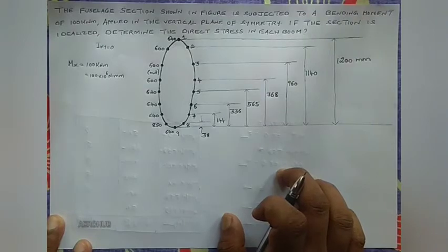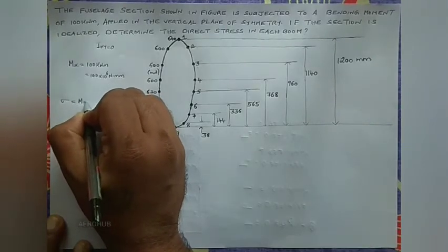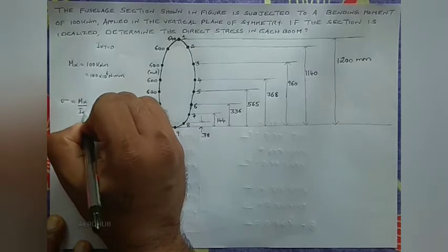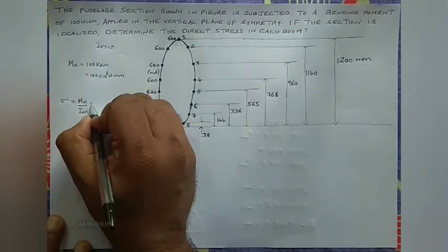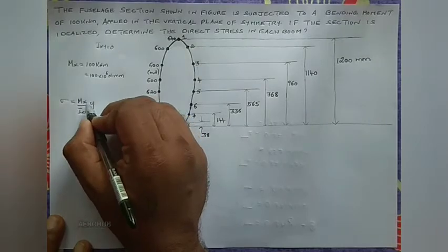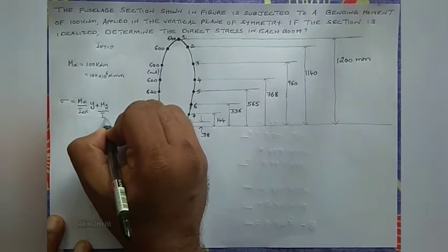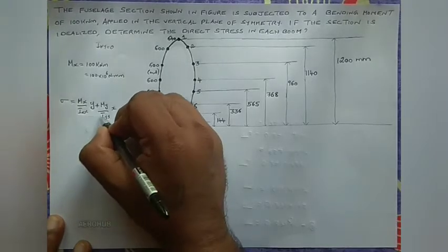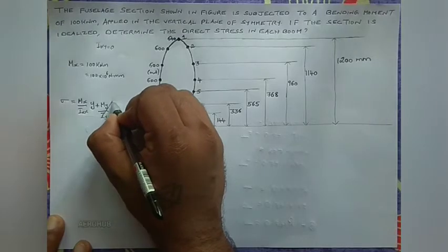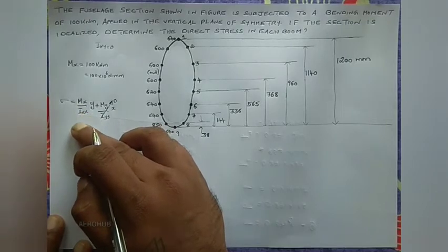Now we have to calculate the value of bending stress. So sigma is nothing but Mx divided by Ixx into y. This will be the bending stress equation. Since we don't have the value of My, the actual formula is Mx by Ixx into y plus My by Iyy into x. We don't have the value of My, so this factor will cancel out. So finally we have sigma is equal to Mx by Ixx into y.